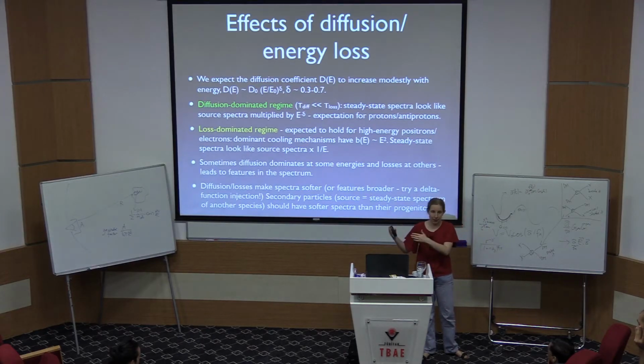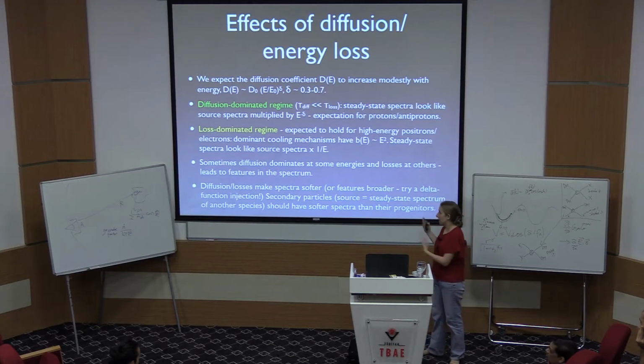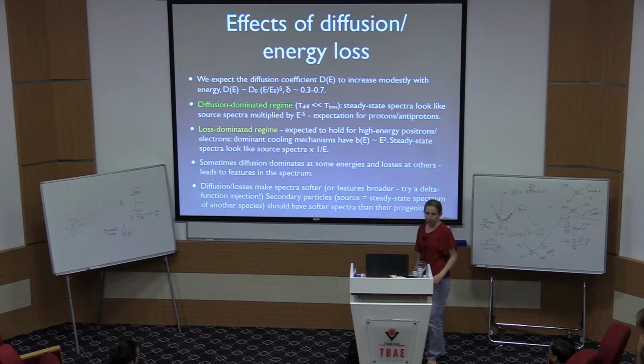They make less power at high energies, more power at low energies. But this can occur to different degrees depending on what dominates between diffusion and losses. And so that can also sculpt features in the spectrum. So that's the zeroth order picture of how cosmic ray propagation works.